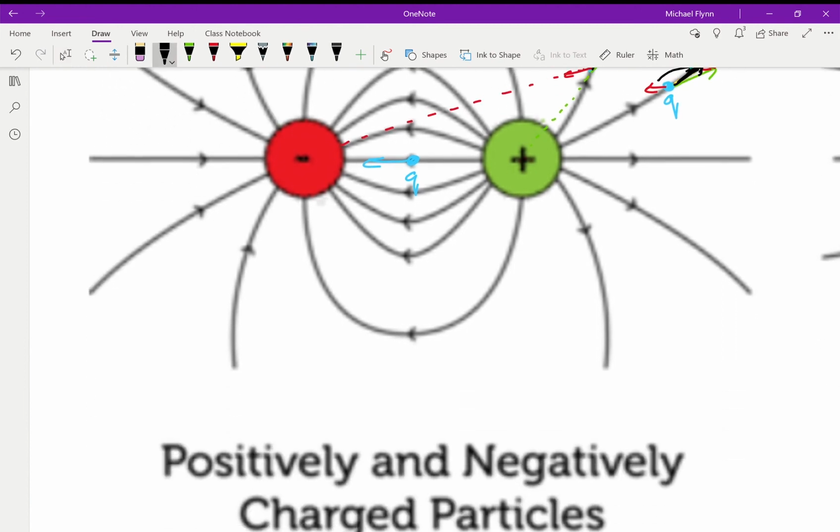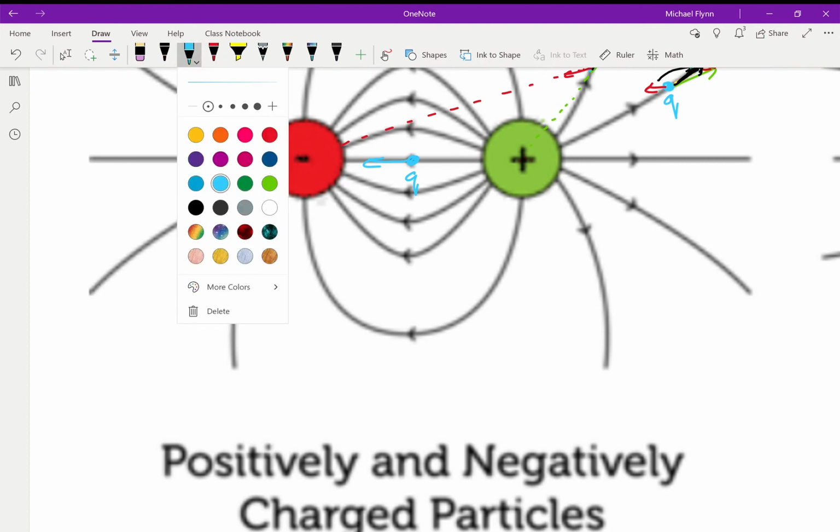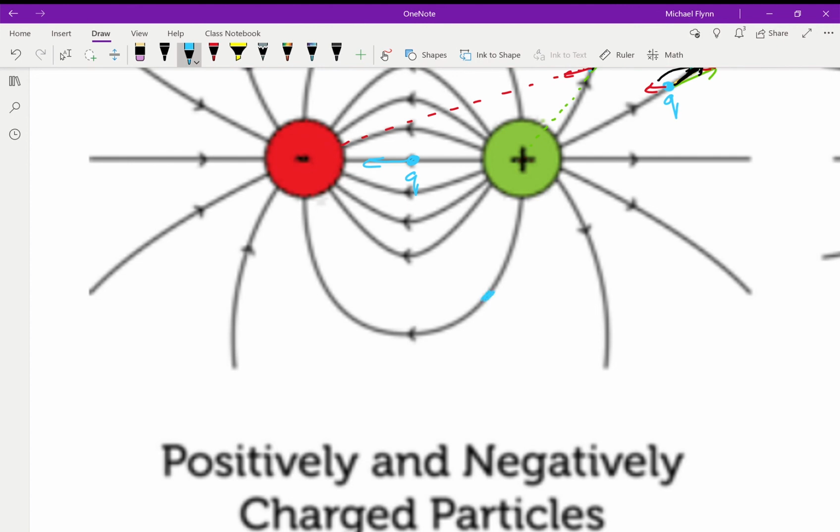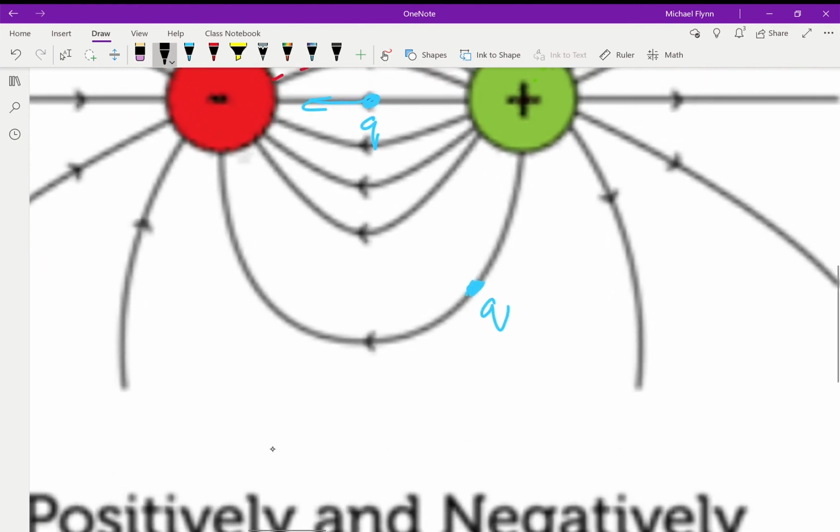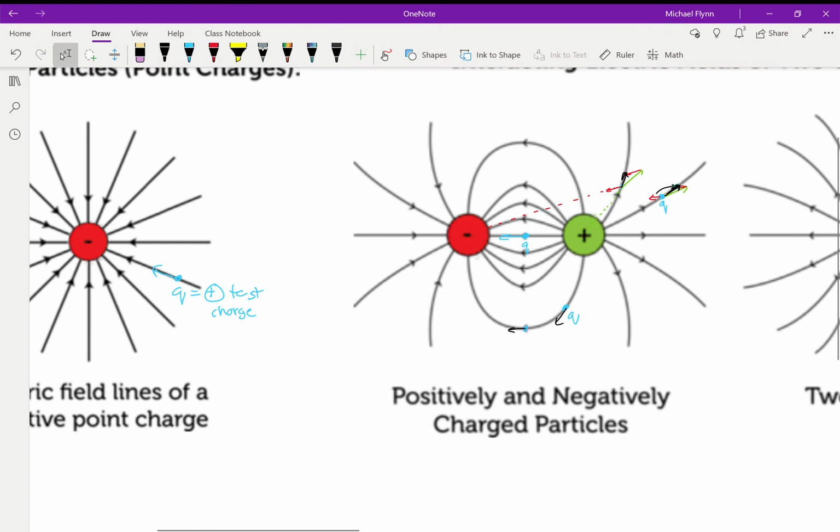Okay, so we can see that if I put my test charge, and I'll go back to blue for the test charge, if I put my test charge right there, well, the force at that particular spot, if I zoom in, is in that direction. Now if I put the test charge here, at that particular spot, it's in that direction. So these field lines indicate the direction of force on a positive test charge. And that's it for field diagrams.